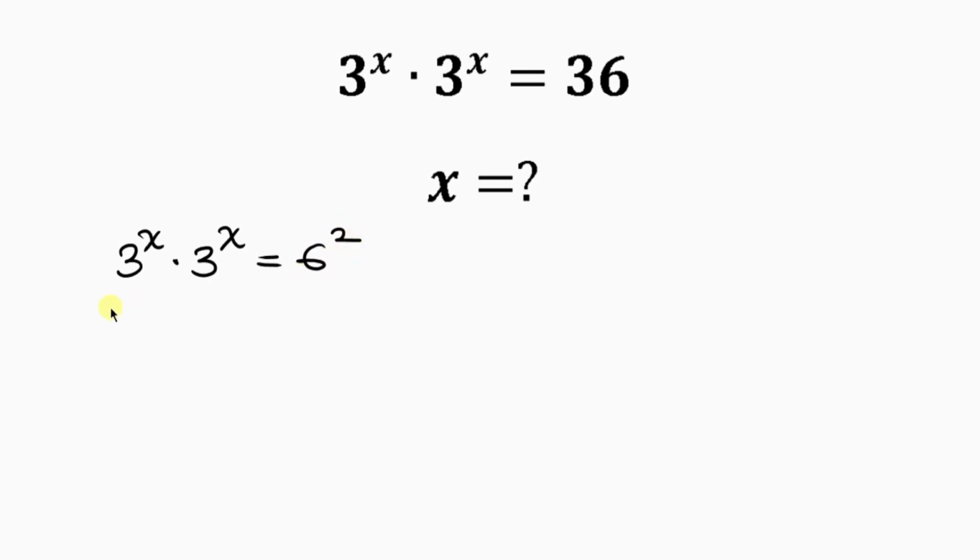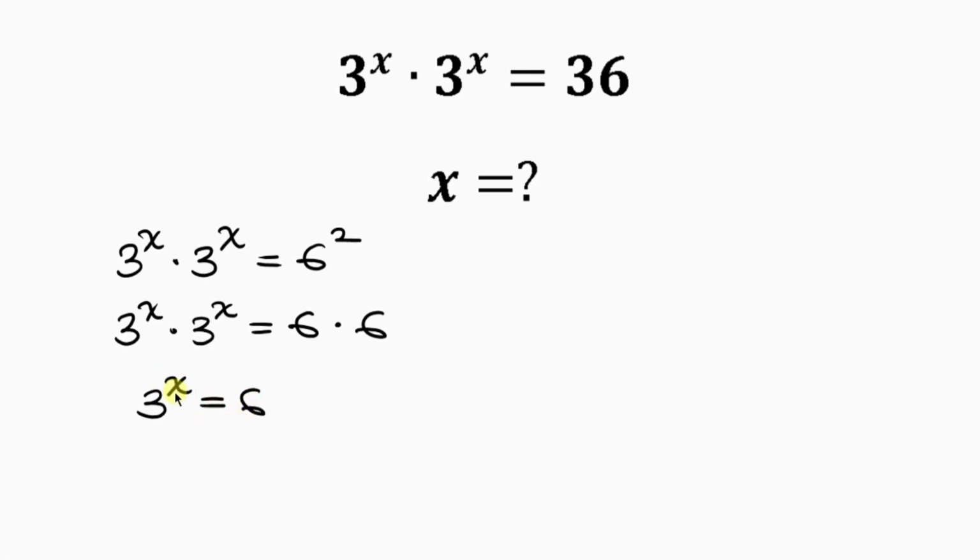Well, this can be simplified into 3 to the x times 3 to the x is equal to 6 squared, which is the same as 6 times 6. Now notice that on the left hand side, this base and this base are the same. And on the right hand side, this base and this base are also the same. So if we have to compare, we say that 3 to the x is equal to 6.